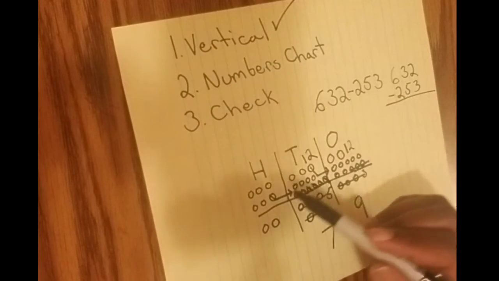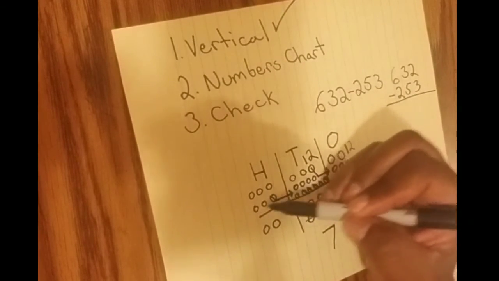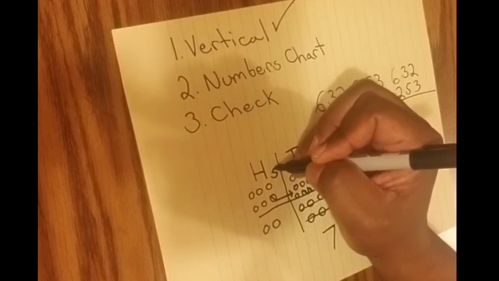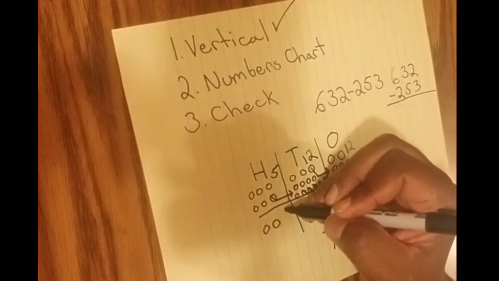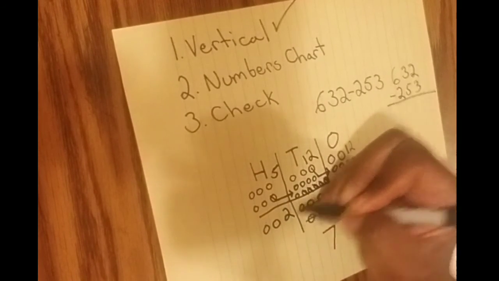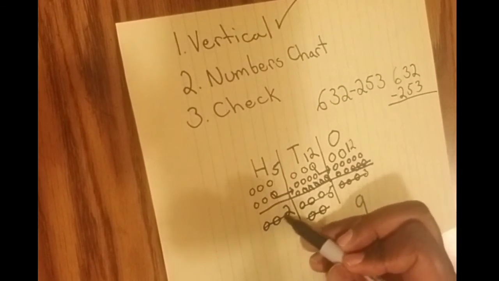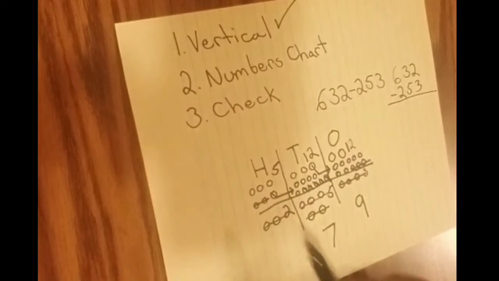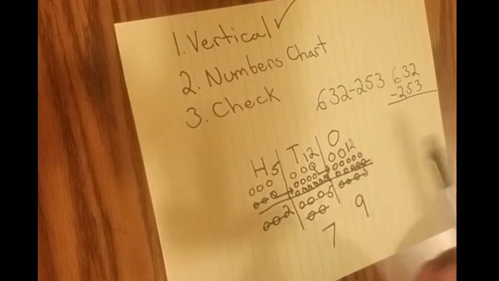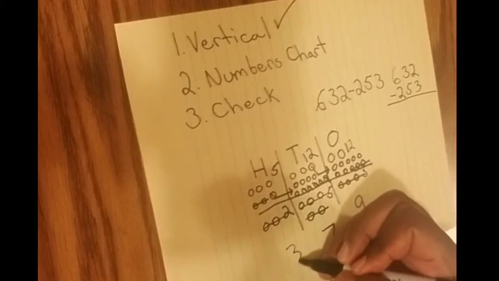And lastly, I look at my hundreds place. I have 1, 2, 3, 4, 5 hundreds, and 1, 2, two hundreds, and my top number is bigger than my bottom number, and I know I have to take away 2 from the top, and I count how many I have left. 1, 2, 3. 5 minus 2 is 3.